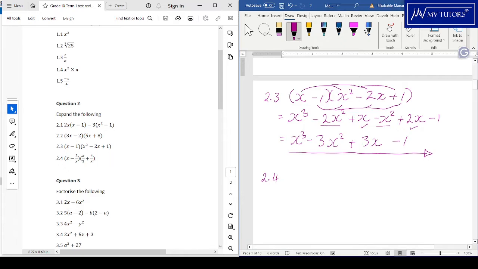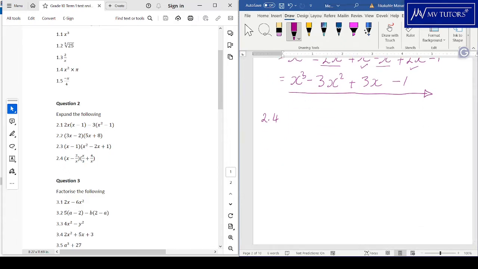2.4. Ooh, 2.4's got fractions. It looks a bit intimidating, but not to worry. We've got (x minus 2 over x), close the bracket, open another one, and then we've got (x over 3 plus 4 over x). Now don't be intimidated by fractions, but what I can do is make everything a fraction. So this x becomes x over 1.